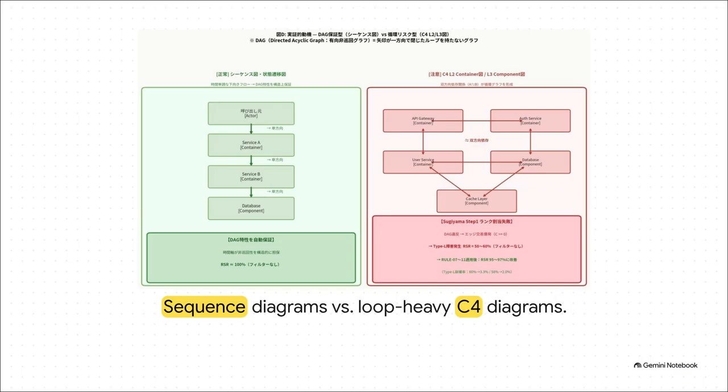But then look at C4 diagrams. They heavily feature bidirectional dependencies. Service A calls Service B, and Service B calls Service A. The moment the AI faithfully codes that bidirectional arrow, it creates a closed loop. That loop instantly shatters the DAG rule. The rendering engine's first step fails, and visual collapse occurs. It's not a bug, it's a fundamental structural incompatibility.